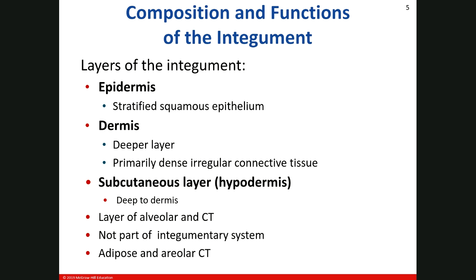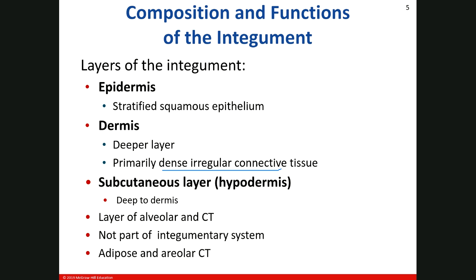All right, so a quick review, folks. Layers of the skin. Now keep in mind, this is not a layer of the skin. The epidermis is the outer layer of the skin, the superficial layer, and that is made up of stratified squamous epithelium. The deeper layer, the dermis, is primarily made up of dense irregular connective tissue. That's the predominant type of connective tissue in the dermis.